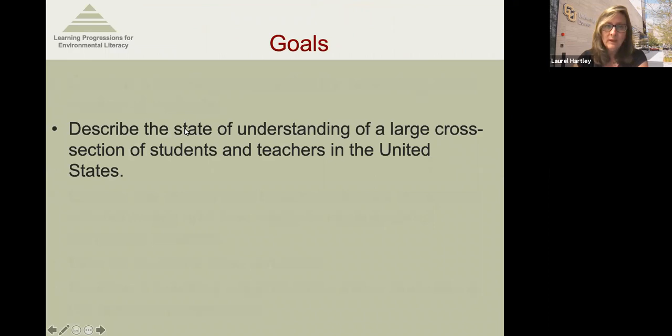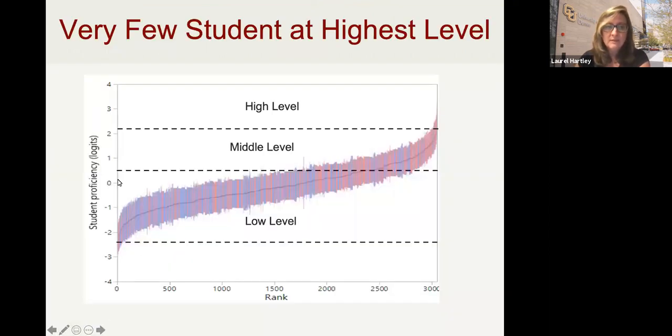So once we had our framework for the learning progression, we wanted to think about the state of understanding across a large section of students in the US. This figure shows student proficiency on that learning progression. And here's the low level, middle, and high level that I was talking about. And it's in a row because students are ranked from the lowest to the highest. So what we see is most students are very low. They're on the lower end. There are some students crossing into the middle, but very few students are reaching the highest level of achievement on that learning progression framework.